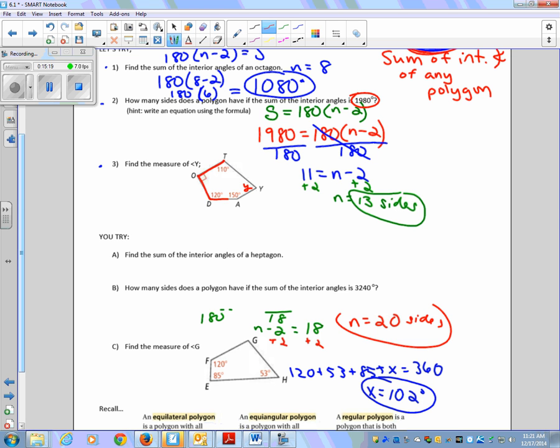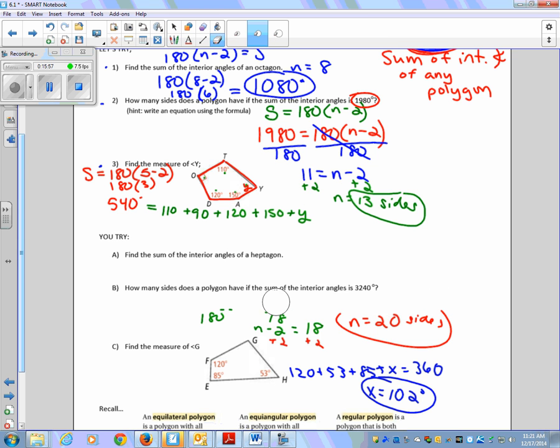Well, there's 1, 2, 3, 4, 5 sides. So the sum of the angles is going to be 180 times 5 minus 2. So that's 180 times 3, which is 540. So these angles add up to 540. 540 equals 110 plus, don't forget the 90, plus 120 plus 150 plus y equals 540.